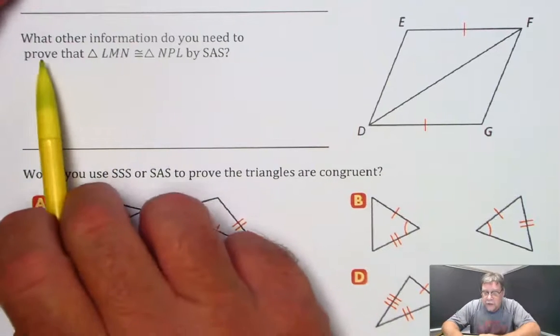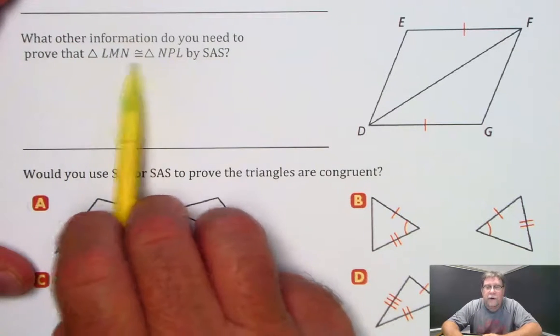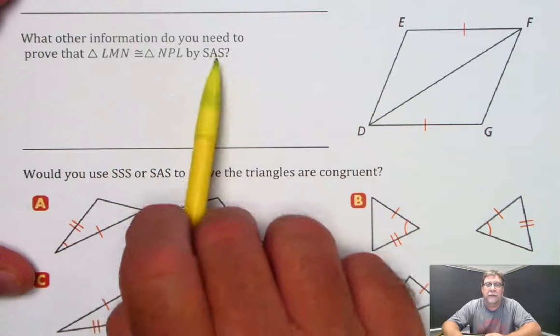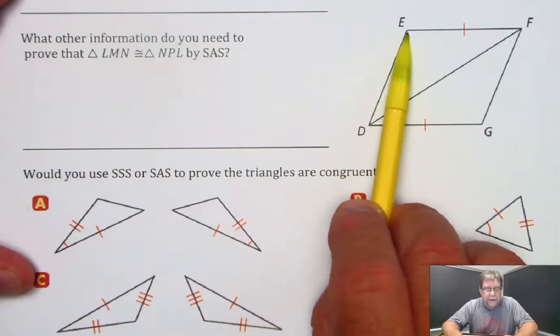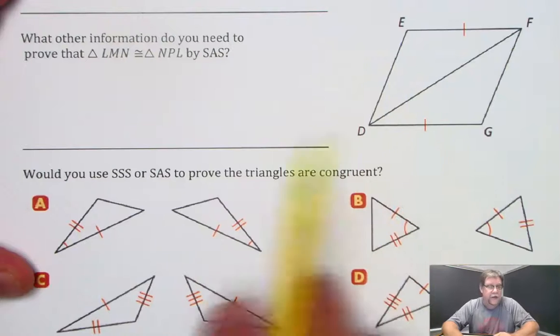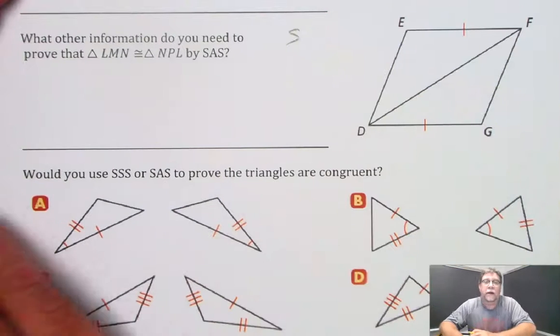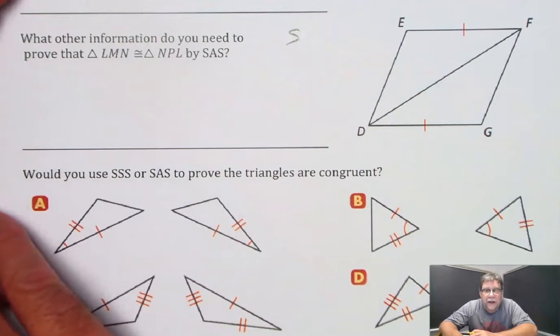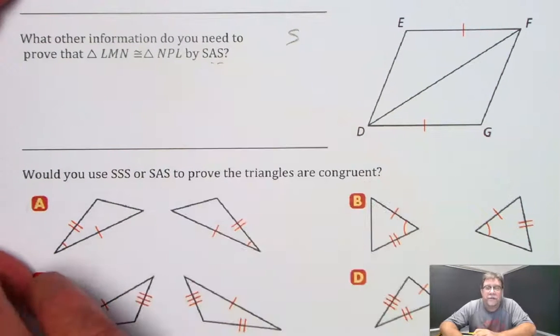So the first question is, what other information do you need to prove that these two triangles are congruent by the side angle side postulate? Right now, we're given that EF and DG are congruent. So we already have a side. I'll write it as an S. I have to find an A and another S.